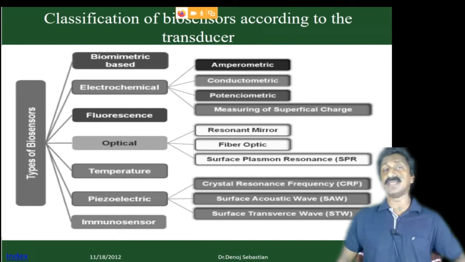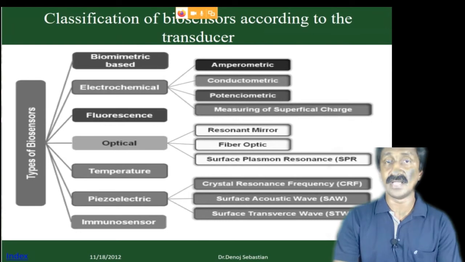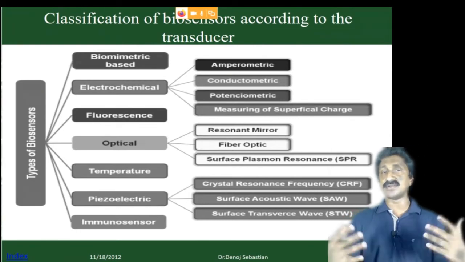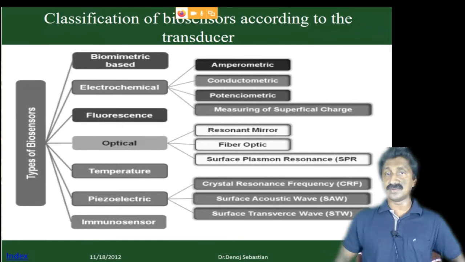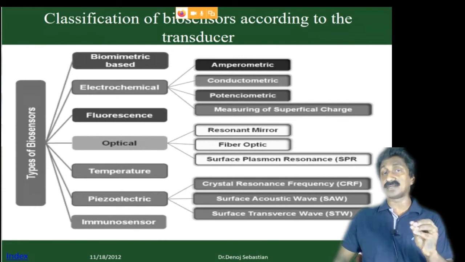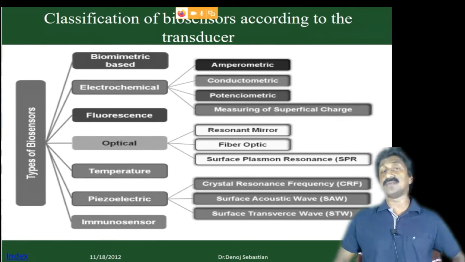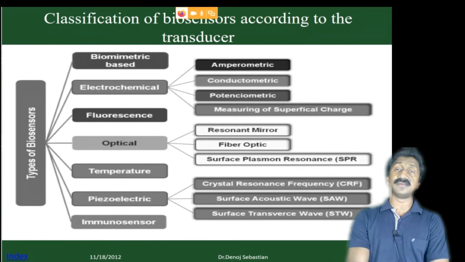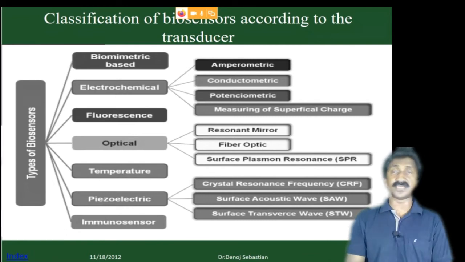Different types of outputs will be received, and those will be converted to physical signals like amperometric, conductometric, or potentiometric, and resonant mirror, fiber optic, and optical. From the optical part, the most popular one is surface plasmon resonance, or SPR, which is a very advanced instrumentation with a lot of applications. I will show you what SPR is.